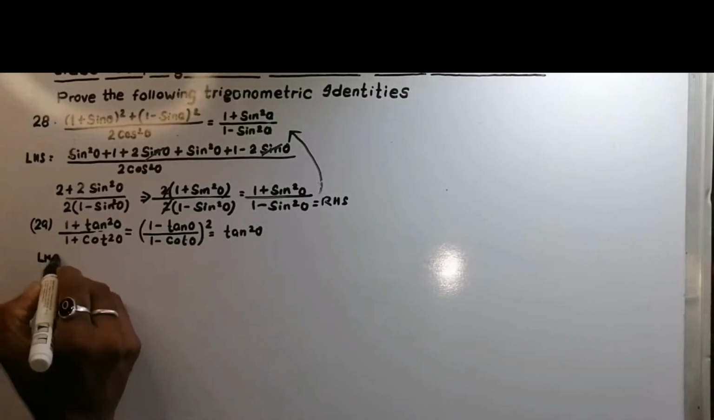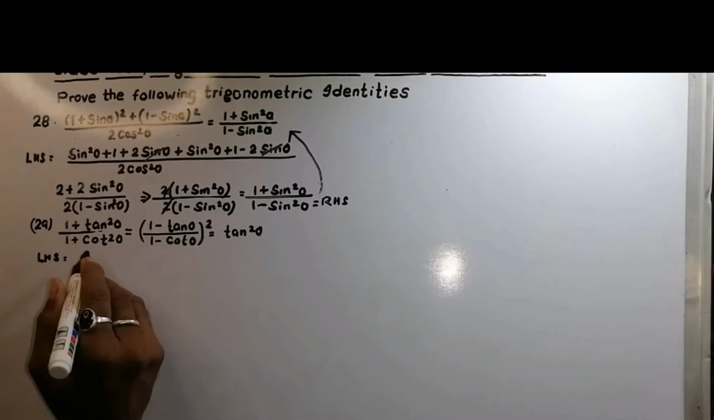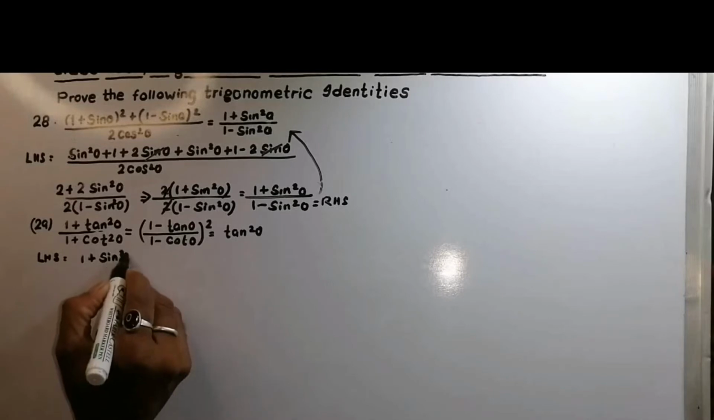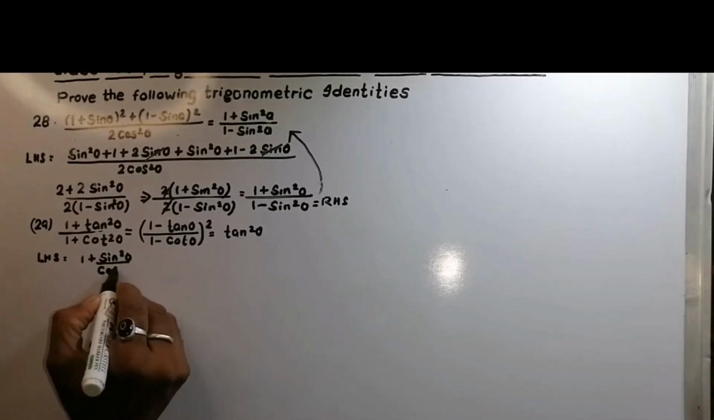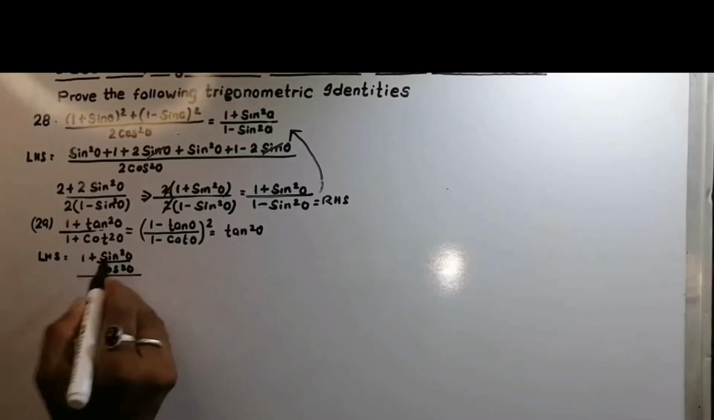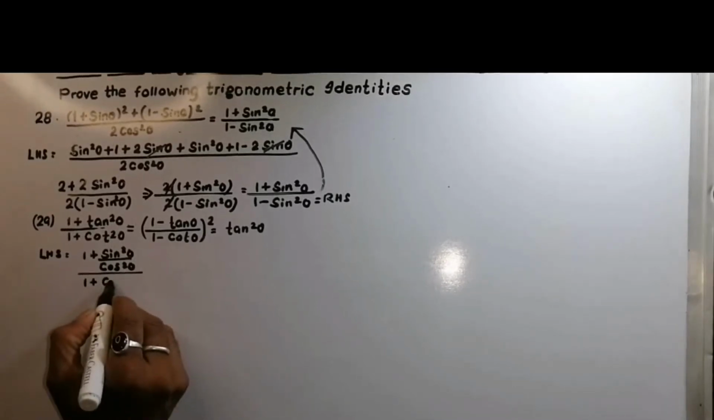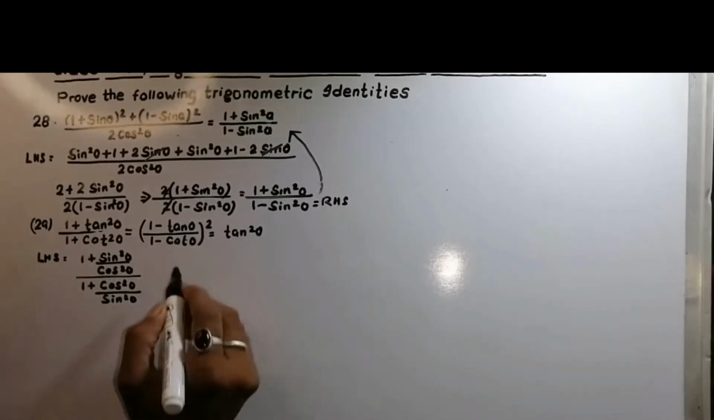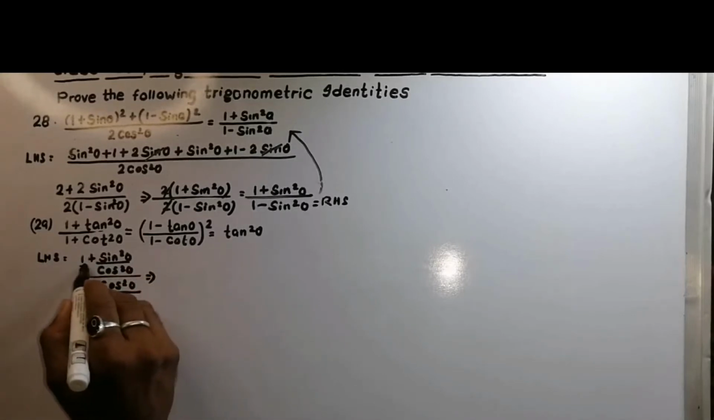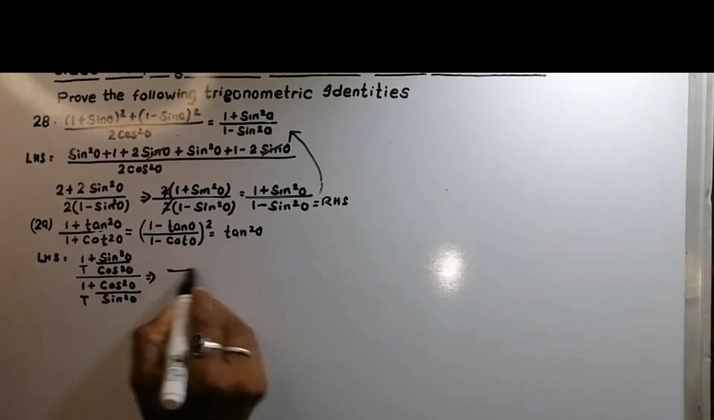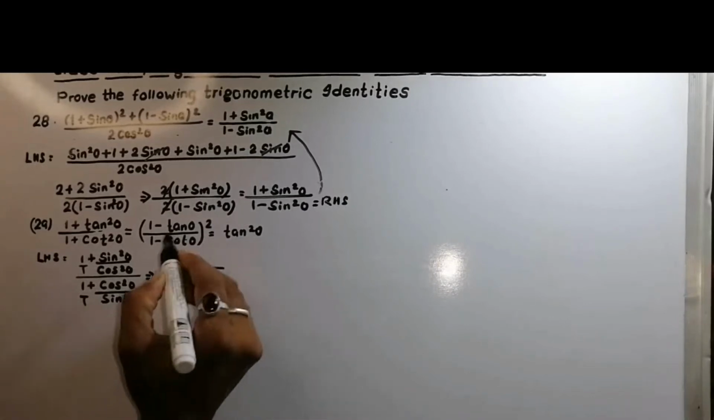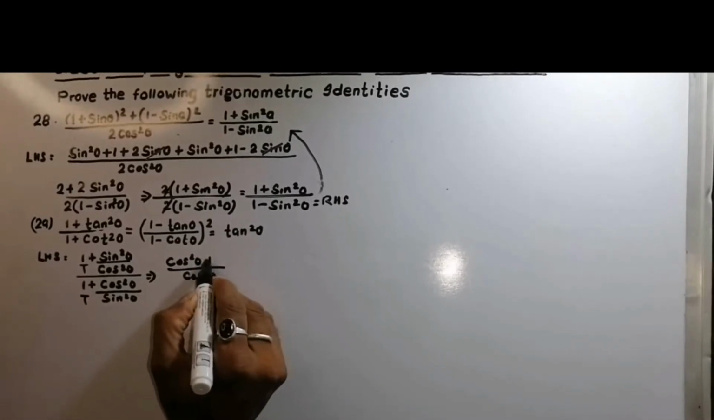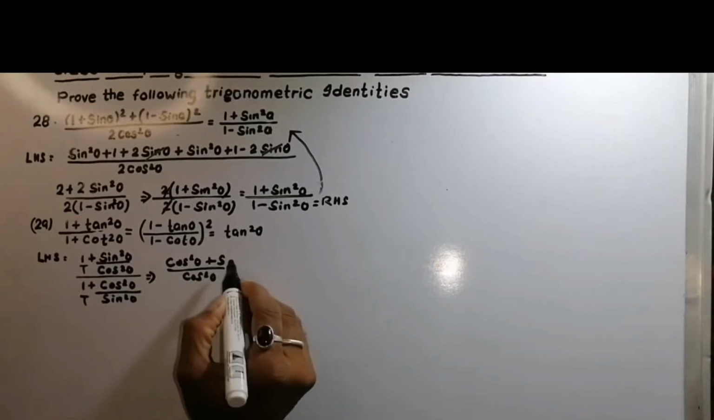So left hand side it is 1 plus tan square theta. We can write 1 plus tan square theta means 1 plus sin square theta upon cos square theta, and 1 plus cot square theta means 1 plus cos square theta upon sin square theta. If we take LCM of it, we get here cos square theta, and here we get cos square theta plus sin square theta.